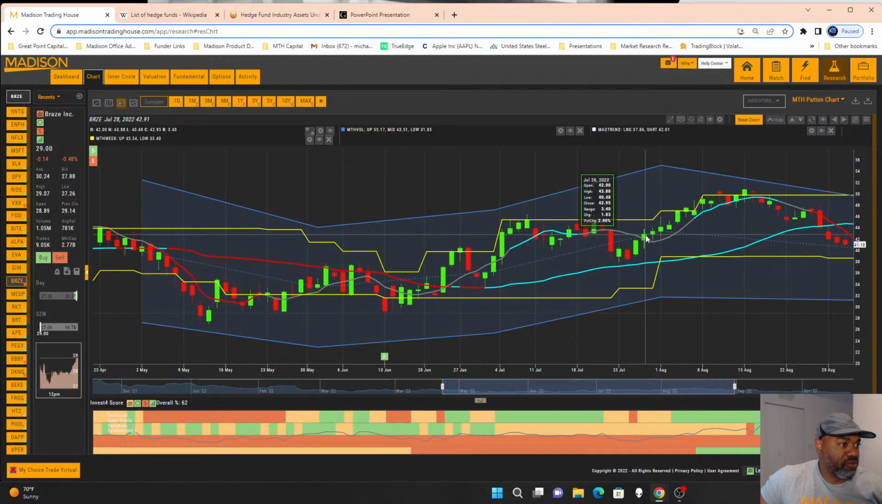Those are my entry points, and both of these would have worked out fairly well. This one would take us from about $41 a share up to a peak of about 50. This one took us from about, assuming we got in right here, about $38 a share, up to a peak of about 45 something. So these are pretty good moves percentage wise in very short amounts of time. Doesn't mean we have to hold long term, but this gives us a way to get into stocks that at least have some buying pressure.